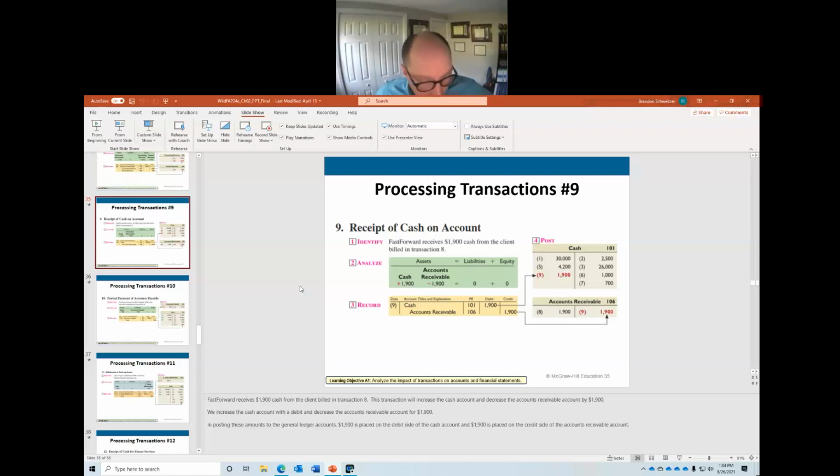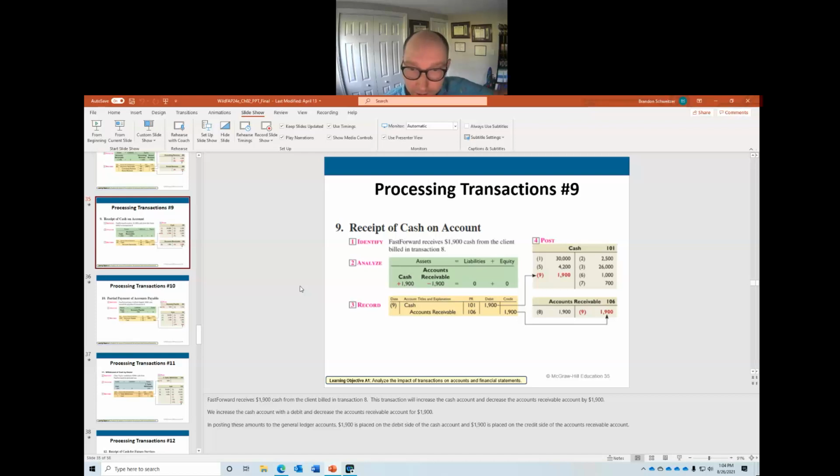So the first transaction is I sold something on account. I debit accounts receivable to increase accounts receivable. I would credit sales that same amount. The second transaction is I reduce my inventory. I debit cost of goods sold and credit inventory. Those two transactions represent the sale of the product on account.